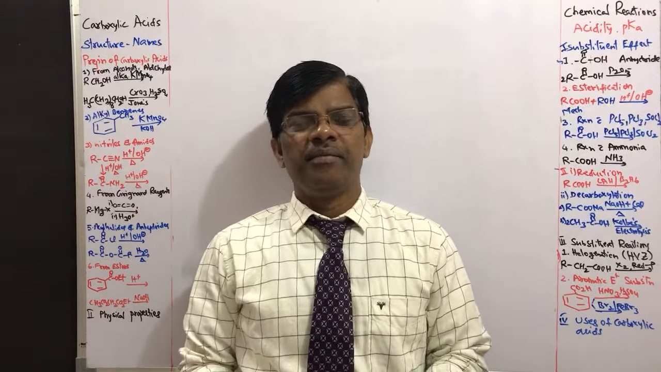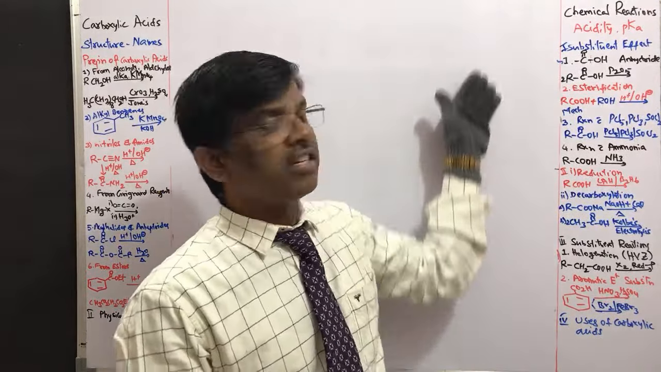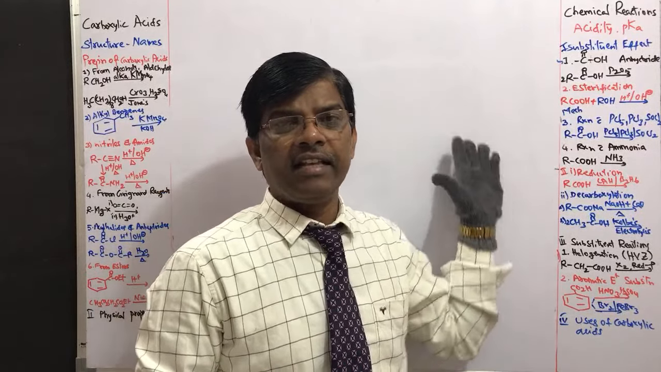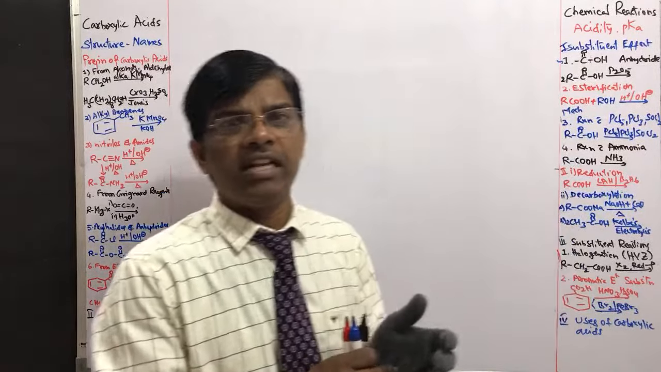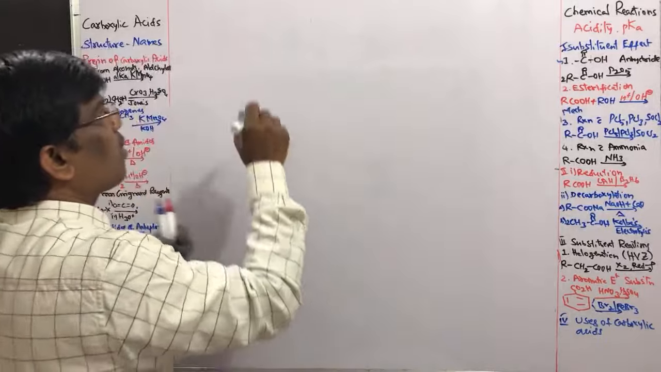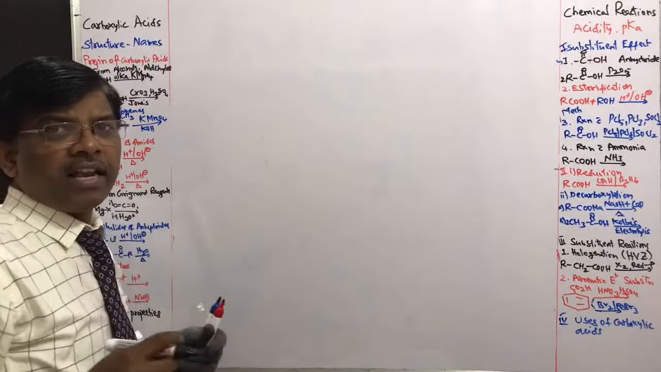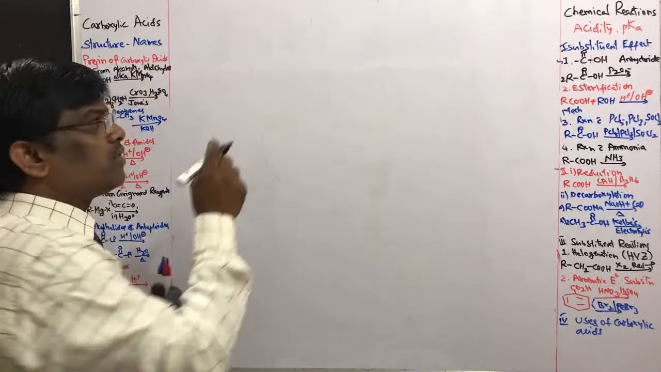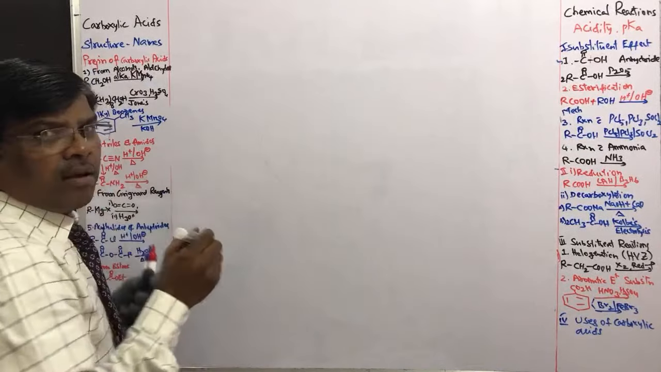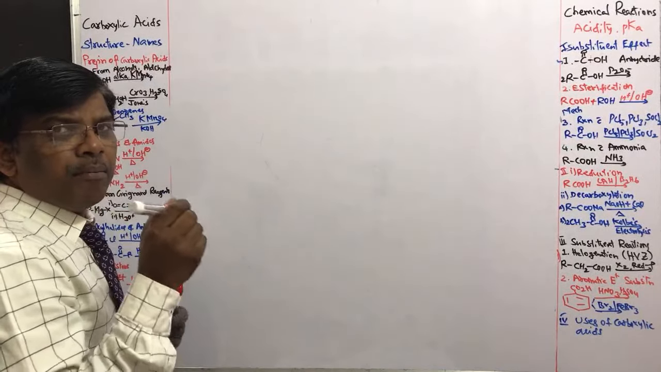Dear students, we are going to learn chemical reactions of carboxylic acids. Let us see the chemical reactions of carboxylic acids. Yes, so carboxylic acids are very acidic compounds which form salts with metals and bases.